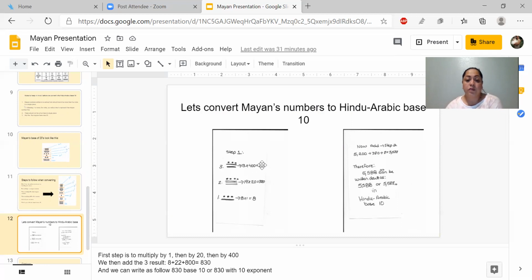Then our next step is to add the answers of all 3 of these numbers. So we go here and we get 5,588. Therefore, we can write it down as 5,588 in the Hindu-Arabic base 10. You can write it by putting the number 10 on the side as a subscript, or you can just write down 5,588 and then write base 10.